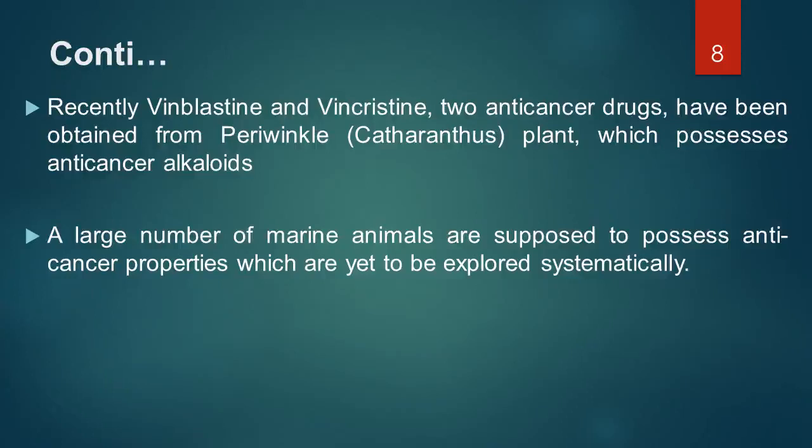Recently, vinblastine and vincristine, two anti-cancer drugs, have been obtained from the periwinkle plant, which has anti-cancer alkaloids. This means the plant has very important alkaloids that are anti-cancerous and reduce cancer. A large number of marine animals are supposed to have anti-cancer properties, which are yet to be explored systematically.